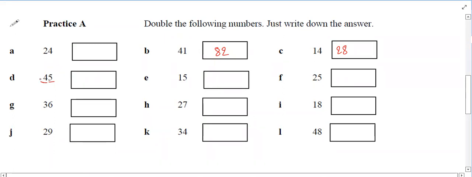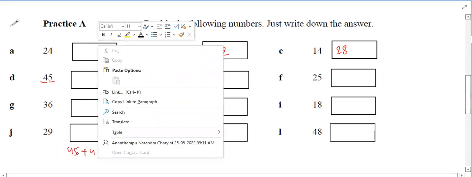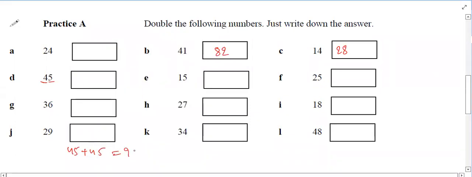coming to Vedic, we can use split and add, right? So 45 plus 45: 40 and 40 is 80. 5 and 5 is 10. 80 and 10 is 90. Or we can use deficiency: 45 is 5 deficient to 50. We can take that 5 and add it, and this becomes 50. And because we have taken 5, this number becomes 40. 50 and 40 becomes 90. These things are already covered. Together it is 90.